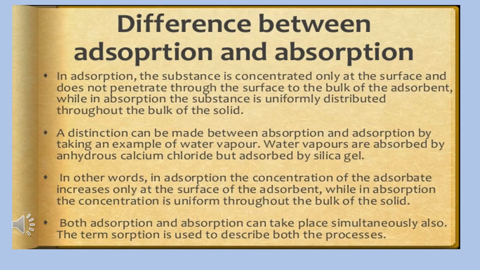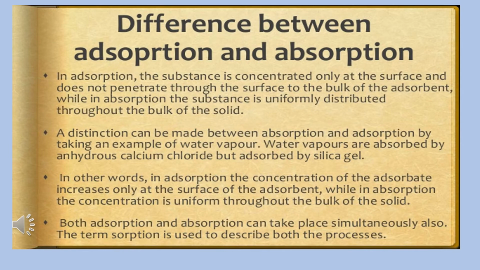A distinction can be made between adsorption and absorption by taking an example of water vapor. Water vapors are absorbed by the anhydrous calcium chloride, whereas water vapors are adsorbed by the silica gel. Is it clear, students? In other words, in adsorption, the concentration of the adsorbate increases only at the surface of the adsorbent, while in case of absorption, the concentration of the substance is uniform throughout the bulk of the solid.